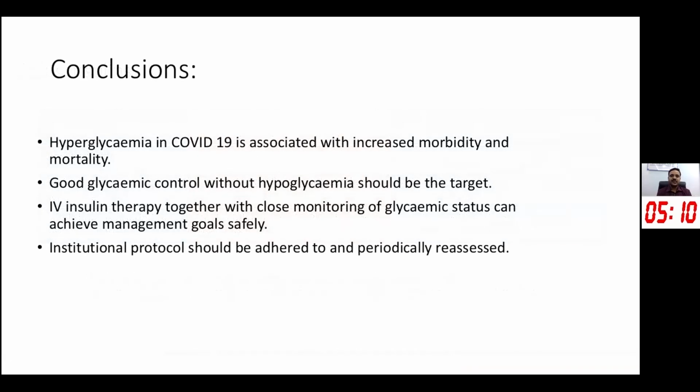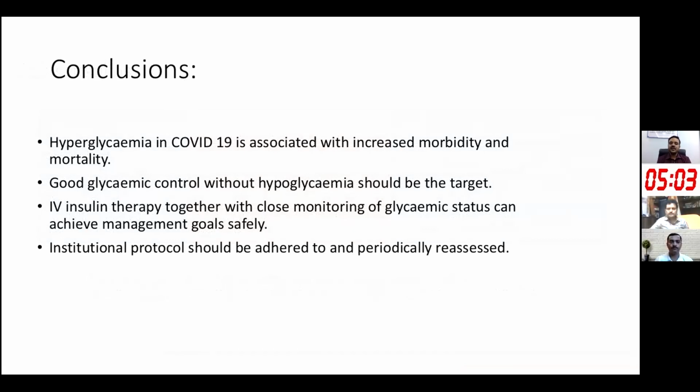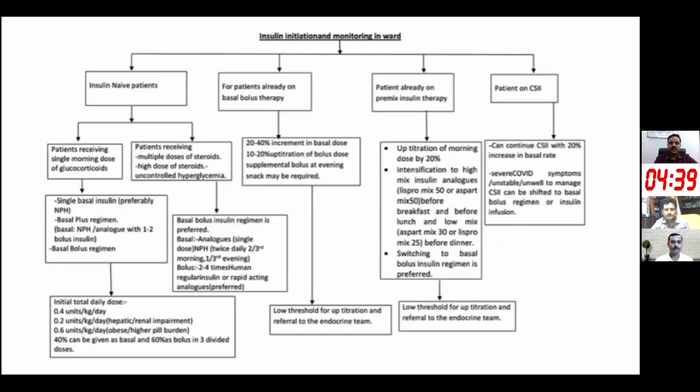I think we have discussed the critical condition of COVID and how hyperglycemia is a big factor in increasing morbidity and mortality. Good glycemic control without hypoglycemia should be our target. IV insulin therapy is the gold standard. Sliding scale should be discarded. Once IV insulin therapy is stabilized, the patient can be switched over to a basal-bolus therapy. An institutional protocol and an easy protocol which can be driven by the nurses is the need of the hour. So with that, I'll end. Thank you for the patient hearing.